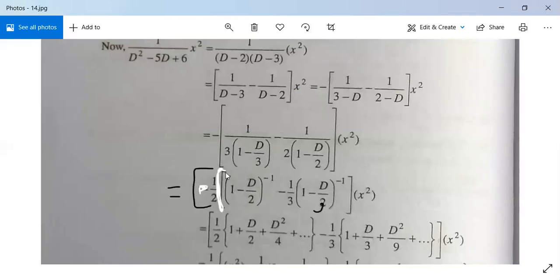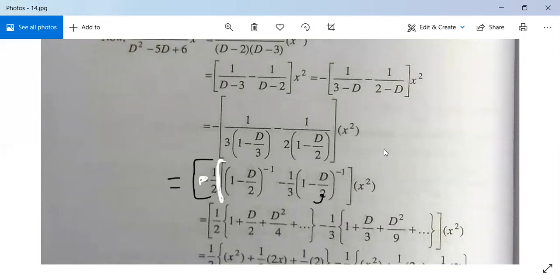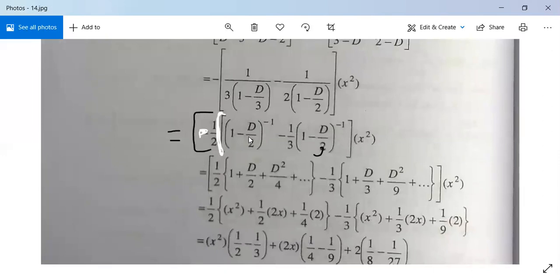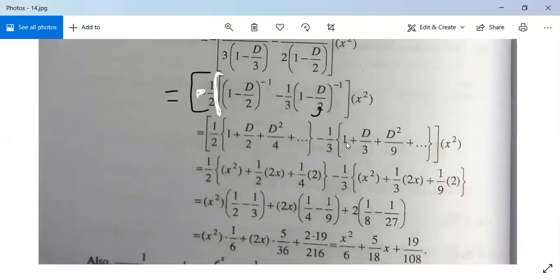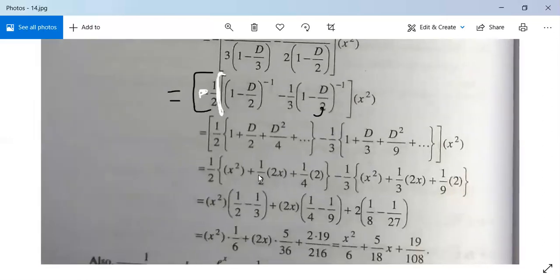So it is equal to 1/2, this is minus minus plus, (1/2)(1 - D/2)^(-1) - (1/3)(1 - D/3)^(-1) x². Now expand this using binomial expansion. So it is equal to 1/2 (1 + D/2 + D²/4 + ...) - 1/3 (1 + D/3 + D²/9 + ...) applied on x². So it is equal to (1/2)x² + (1/2) D of x², which is 2x, plus (1/4) D² of x², which is 2.